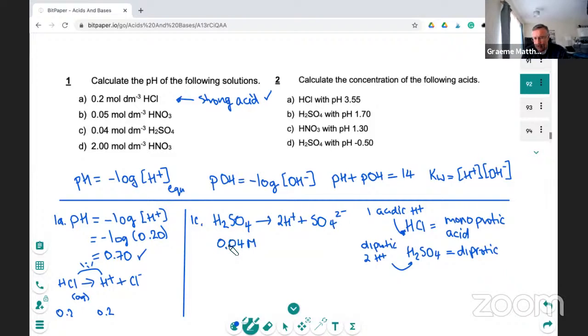You can't put 0.04 directly into the pH calculation. What you need to do is you need to double it. It's a 1-to-2, so this is a 1-to-2 correspondence. So this would be 0.08. So now you can put it into the pH calculation.